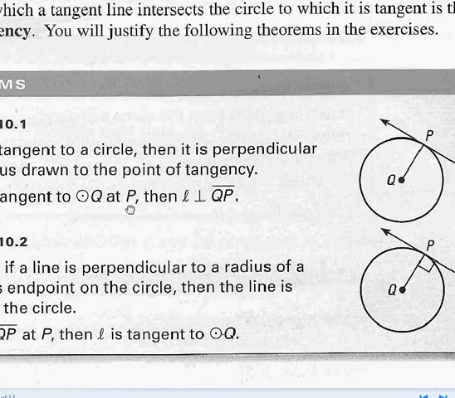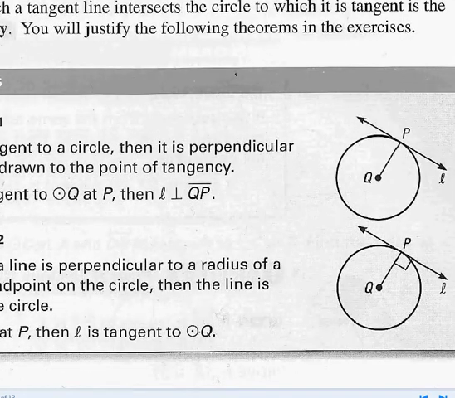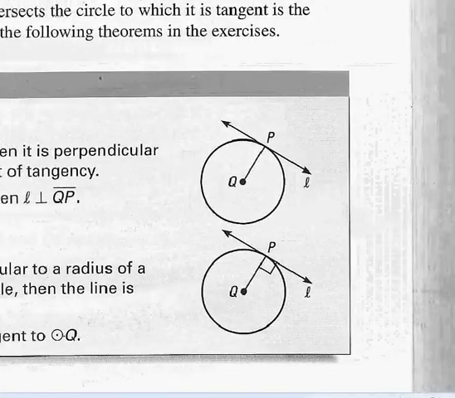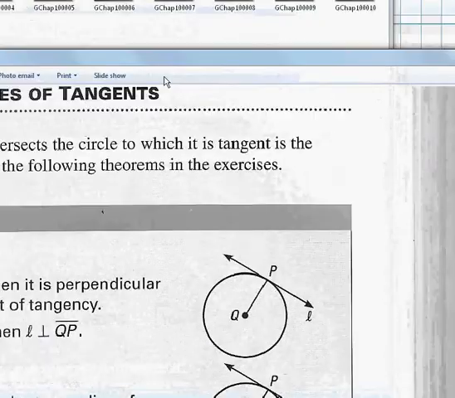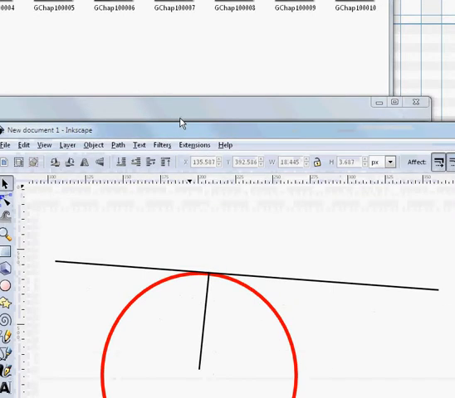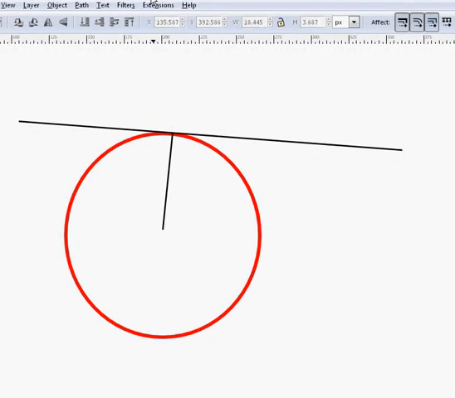And we can see that in this example here. This is a picture of a circle. It has a center Q. It has a point of tangency P. QP is a radius, and L is the line that is tangent to the circle, with P being the point of tangency. So what we need to prove is that QP is perpendicular to line L. So let us take a look at how we could go about proving that.